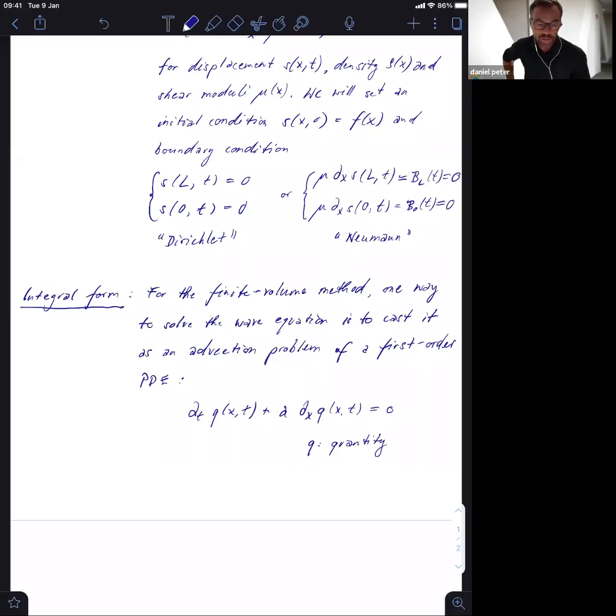We mentioned it last time as well: finite volume methods were motivated by conservation laws. For example, this could be a quantity which we want to be conserved. And then a here in this advection equation is the so-called transport velocity. So it's how fast the quantity is going to be advected.